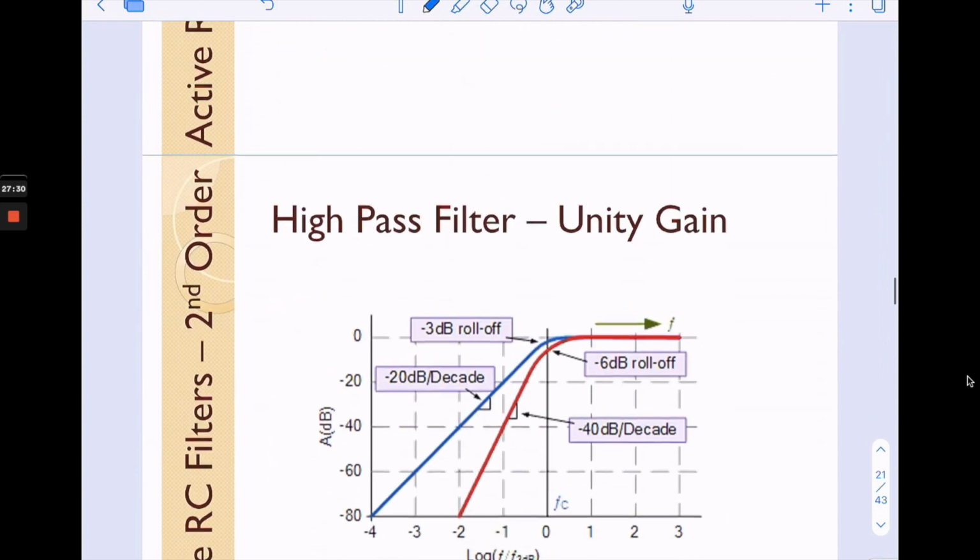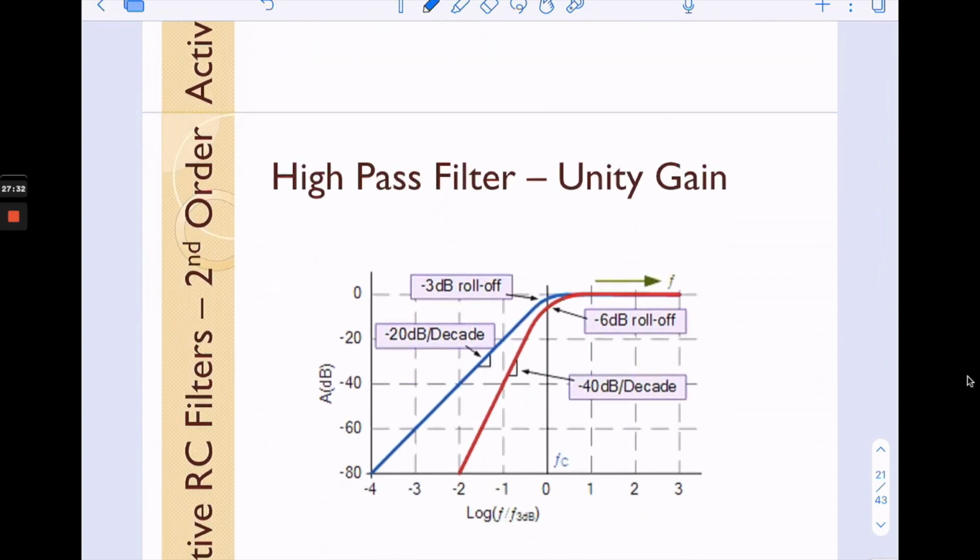That's it. For the high pass filter, again, when you have a second order high pass filter, you will have 40 decibel per decade. This is not actually negative, it should be positive, and the slope should be positive because it's inclining, not declining.